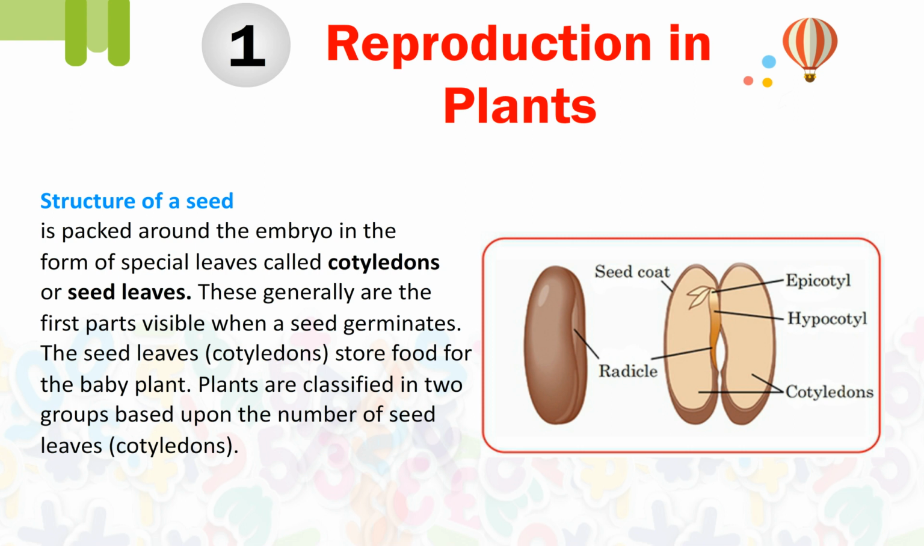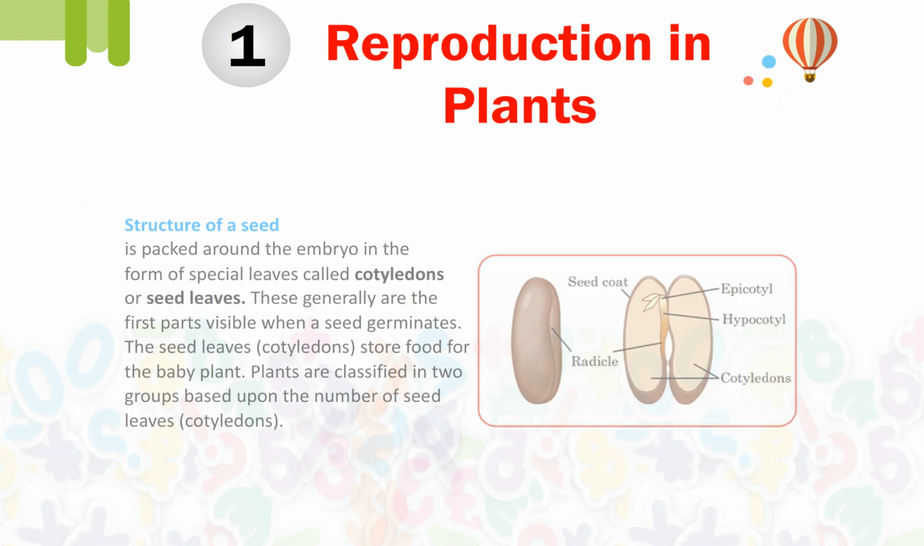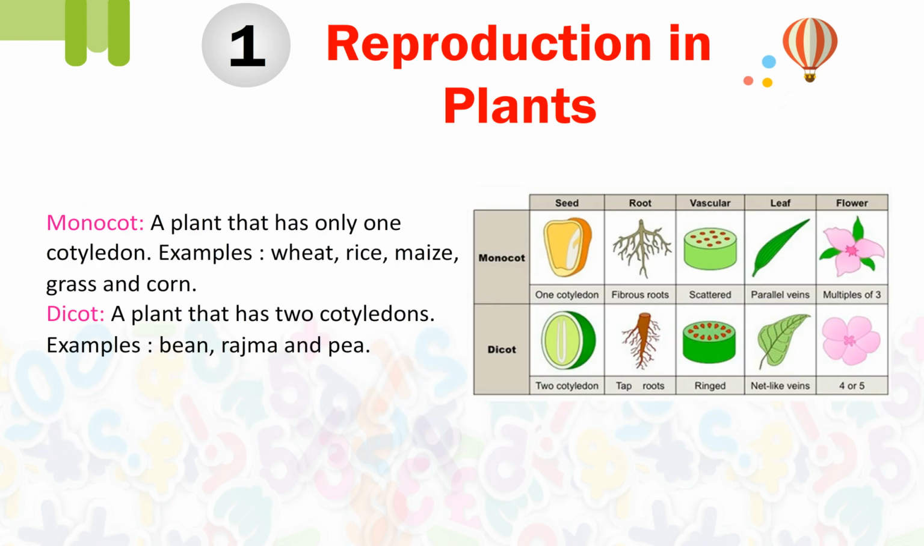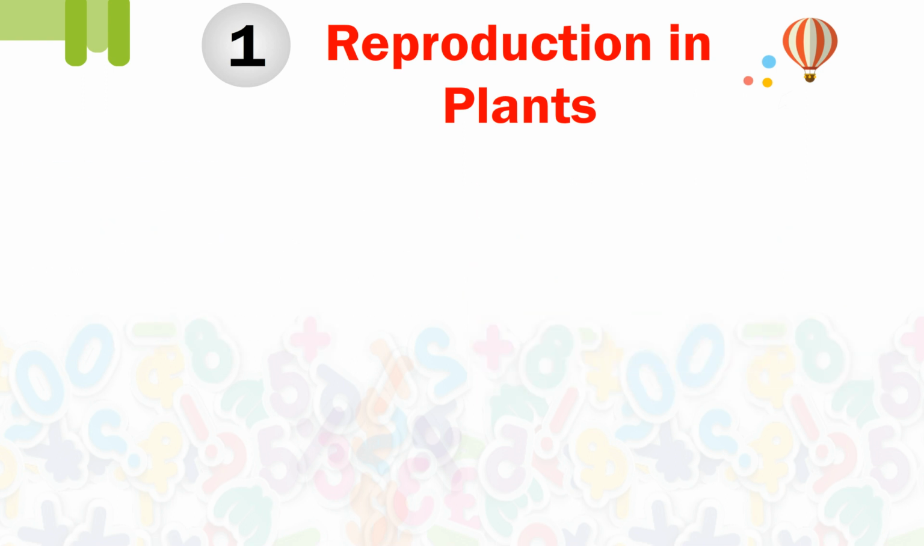Plants are classified in two groups based upon the number of seed leaves, cotyledons. Monocot, a plant that has only one cotyledon. Examples: wheat, rice, maize, grass and corn. Dicot, a plant that has two cotyledons. Examples: bean, rajma and pea.